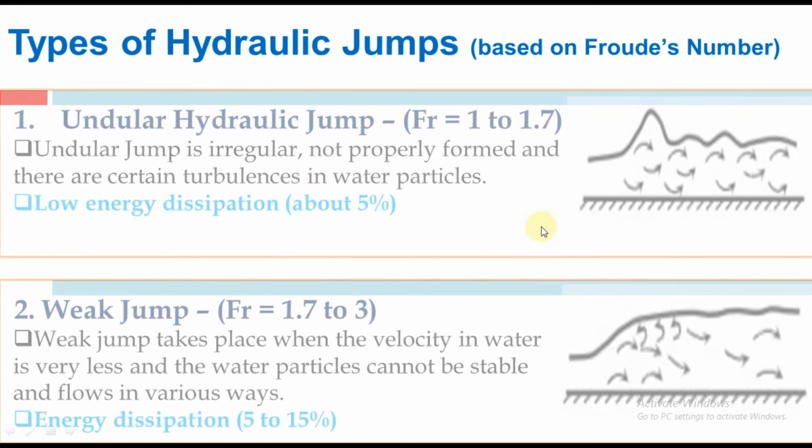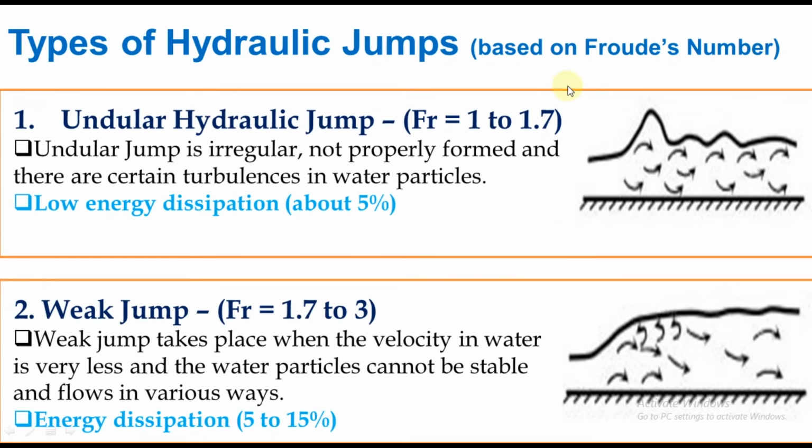Now let's discuss what are the types of the hydraulic jump. Generally types of the hydraulic jump are based on the Froude number. As we know, if the Froude number is greater than 1, obviously flow is supercritical, and if it is getting converted back into subcritical, then it is said to be a hydraulic jump. So the first condition is a must: your Froude number should be equal to or greater than 1.